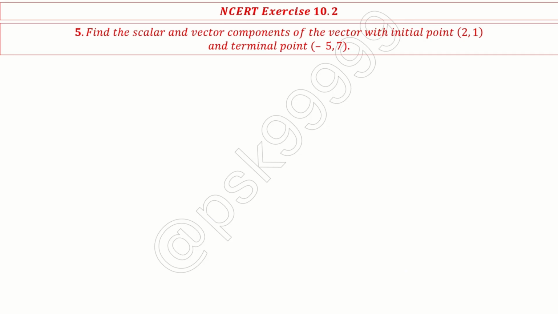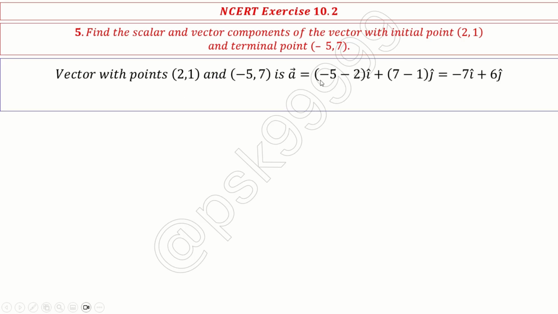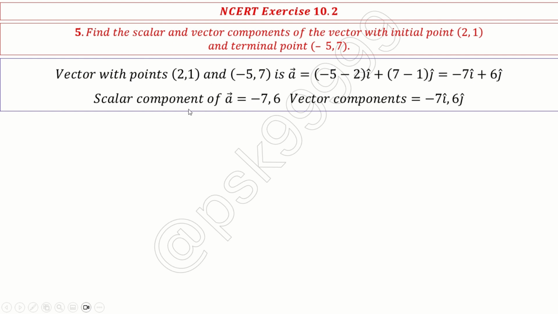Find the scalar and vector components of the vector with the given initial point and terminal point. Once you have the initial point and terminal point, you can make a vector. A bar is equal to (minus 5 minus 2) i plus (7 minus 1) j. So this is my vector. Once I know the vector, what are the scalar components? Minus 7 and 6 are the scalar components. The vector components are minus 7i and 6j.